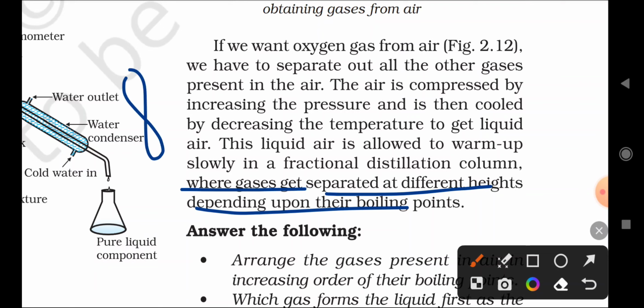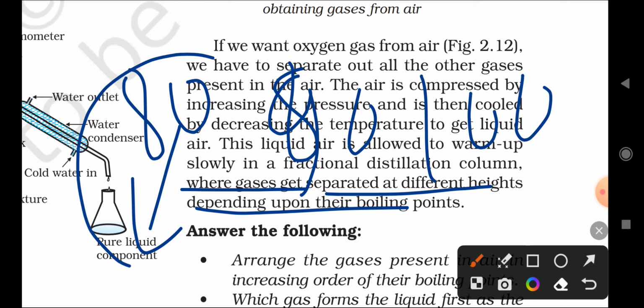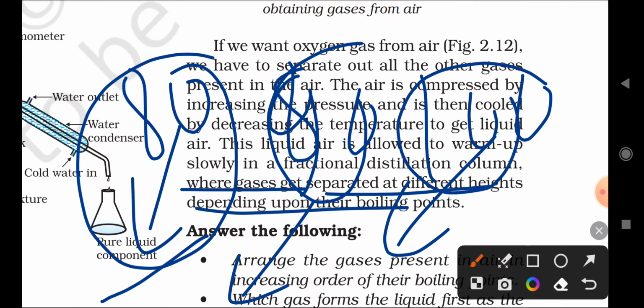For example, here one is 90 degrees, one is 80 degrees, another is 100 degrees. It means the element with the 80 degree boiling point will be removed first, after that the 90 degree element, after that the 100 degree boiling point. So depending on the boiling point, the gases are removed accordingly, and finally we will get our required element.